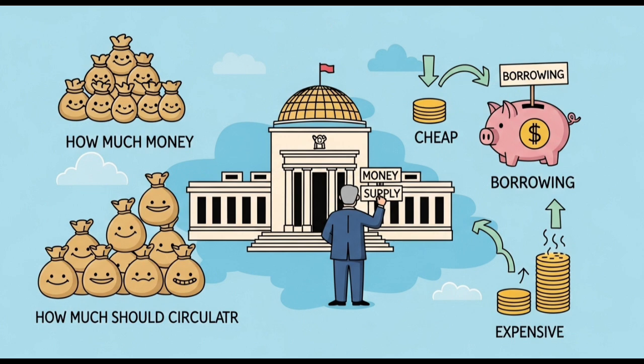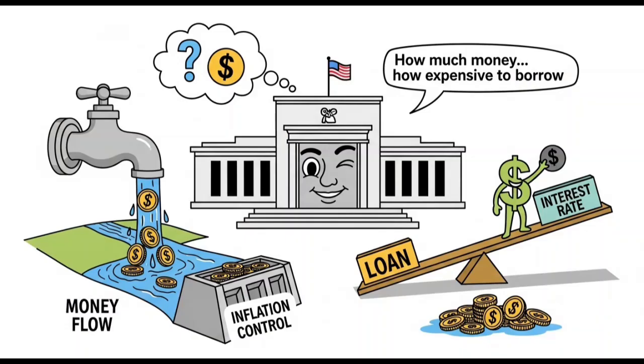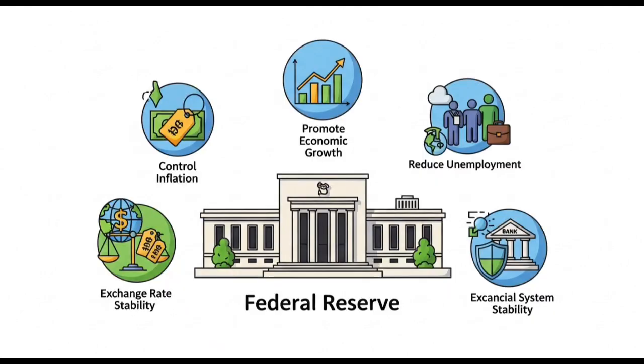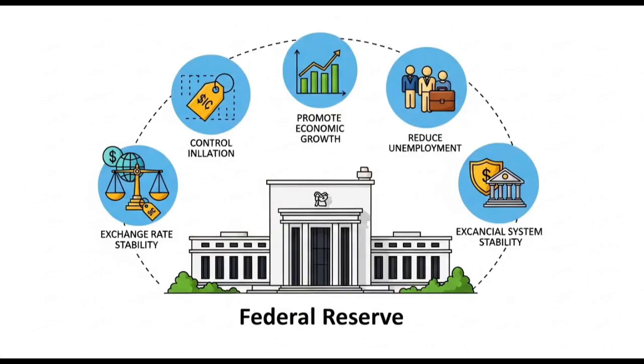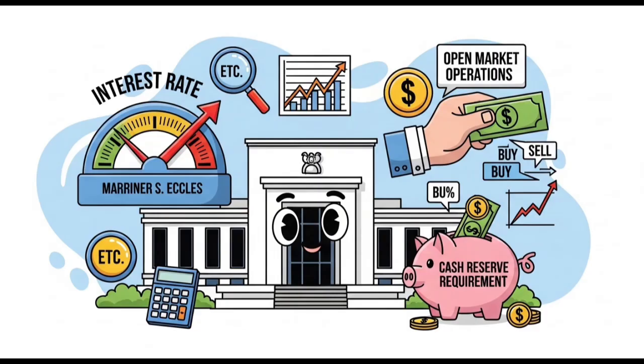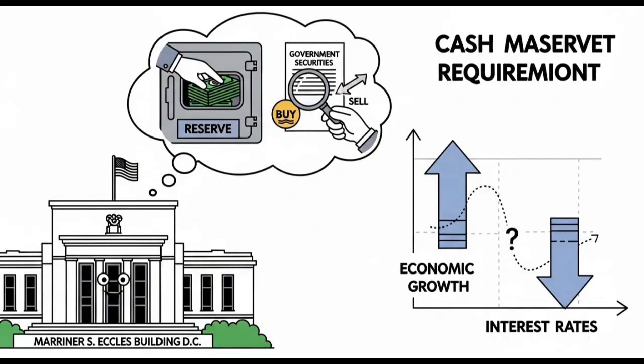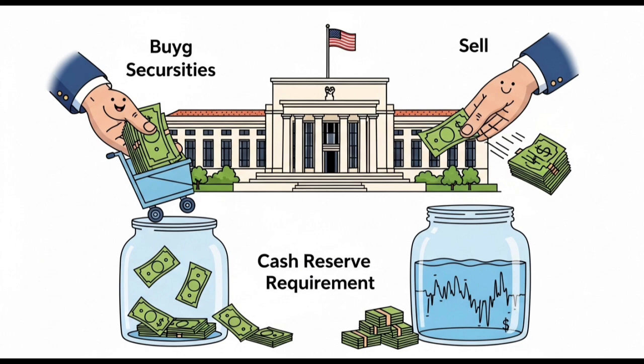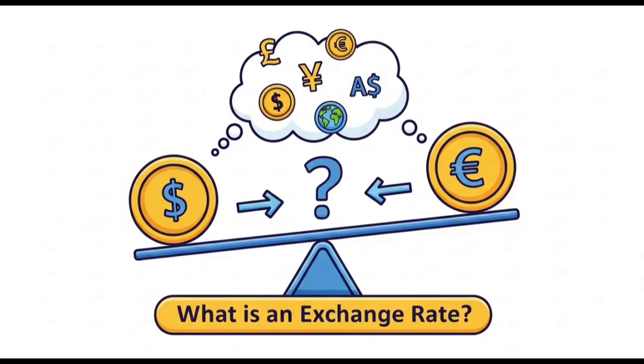In simple words, the central bank decides how much money should circulate and how expensive or cheap borrowing should be. Objectives of monetary policy: control inflation, promote economic growth, reduce unemployment, price stability, exchange rate stability, and financial system stability. Tools of monetary policy: interest rate, open market operations, meaning the central bank buys or sells government securities, and cash reserve requirement, etc.